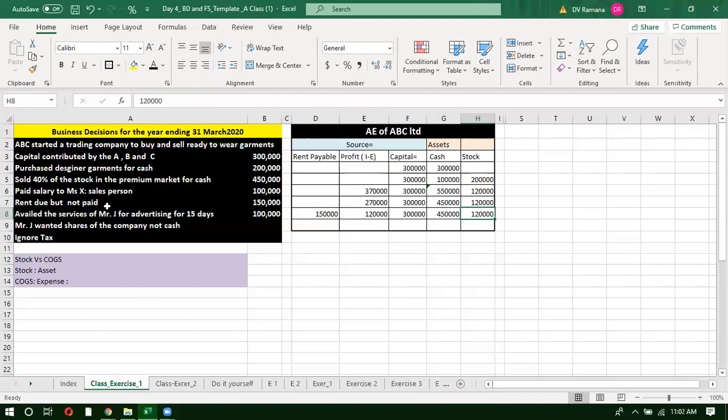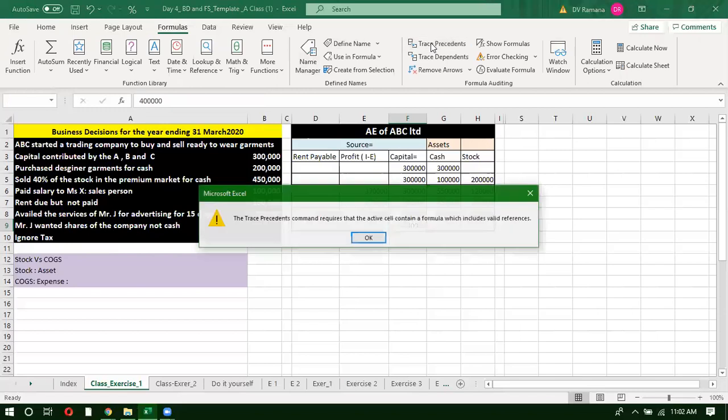Now, the last one, the company uses the services of Mr. J for advertising and issued shares in consideration of that. Did not pay cash, not even committed that they'll pay later, but they immediately compensated Mr. J by issuing shares. So as a result, the shares will increase to the extent of the service received.